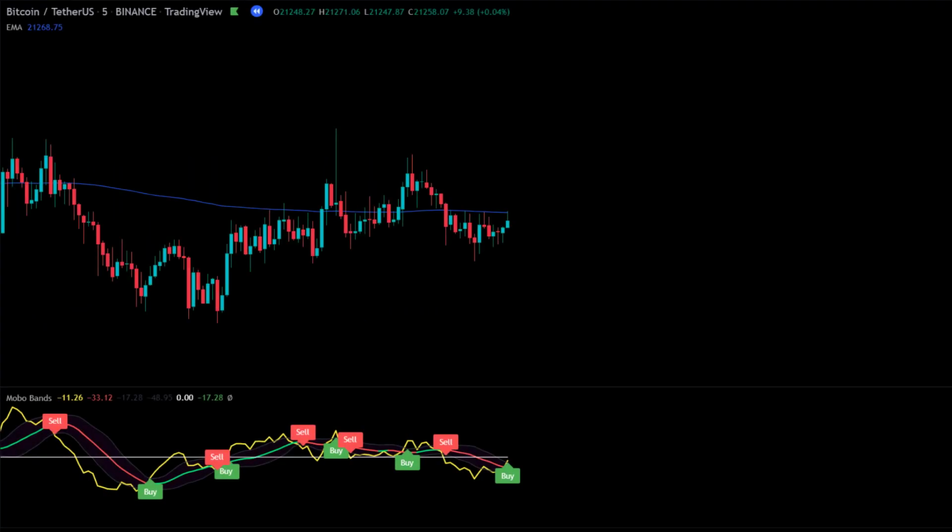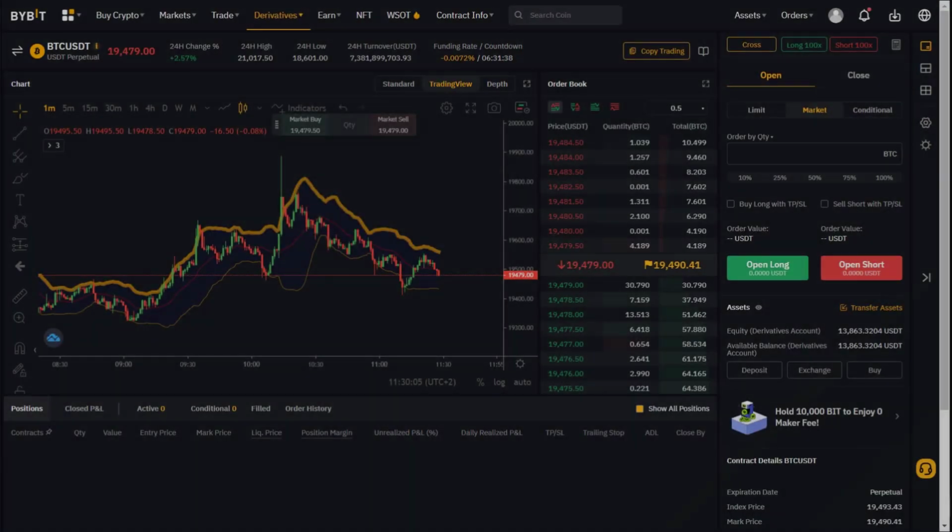Always make sure that the price moves above 200 EMA when you want to open a buy position. In this case, we see a buy signal, but the price is still moving below the 200 EMA, so we cannot open a position here.